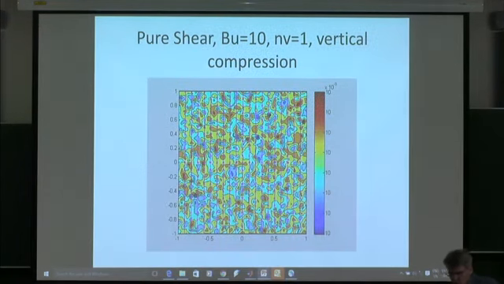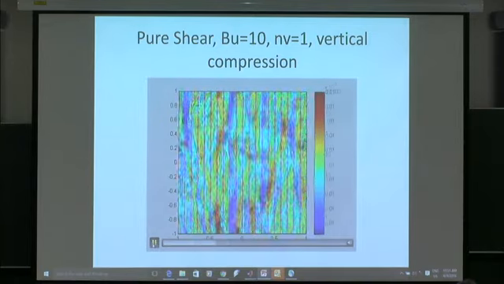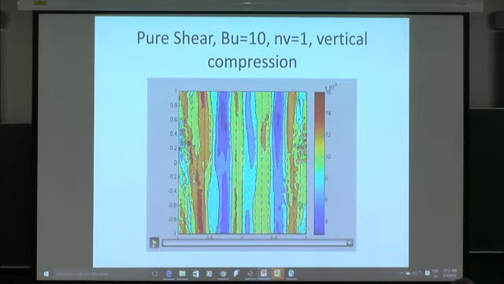Okay, so here's an example starting with just a random heterogeneity field for the porosity. In this case I'm squeezing it vertically and stretching it horizontally. So this is one of these pure shear cases. And it's not a strain rate dependent viscosity. And there is actually a lot of buoyancy in this case.